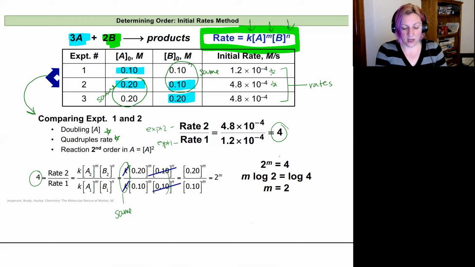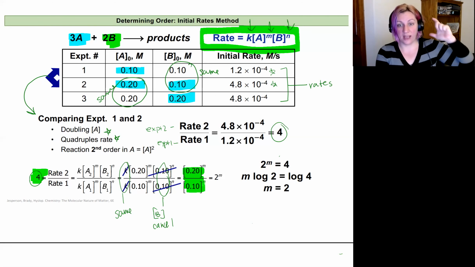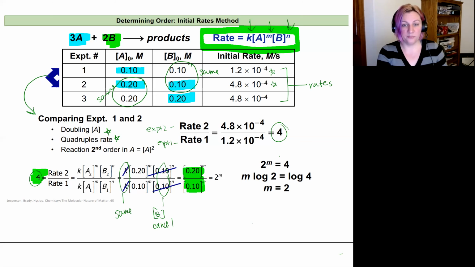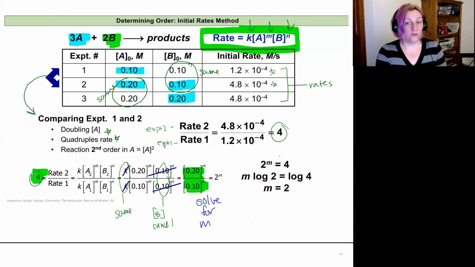And I'm noticing that the concentration of B is the same, so I can cancel that out. That also cancels out the N. And so I end up with 4, which is the ratio of my rates, is equal to the concentration of A divided by the concentration of A, all to the exponent of M. And the idea here is to solve for M. So I end up with 4 is equal to 2 to the exponent M.